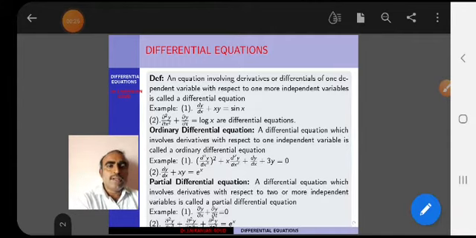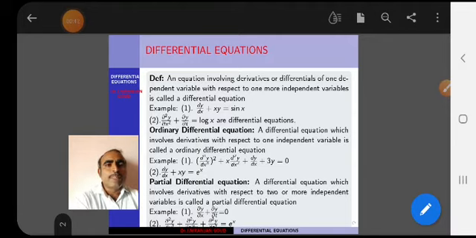Example: dy/dx + xy = sin x. In this equation, we have dy/dx, that is the derivative of y with respect to x, and y is the dependent variable, x is the independent variable. So this is a differential equation.